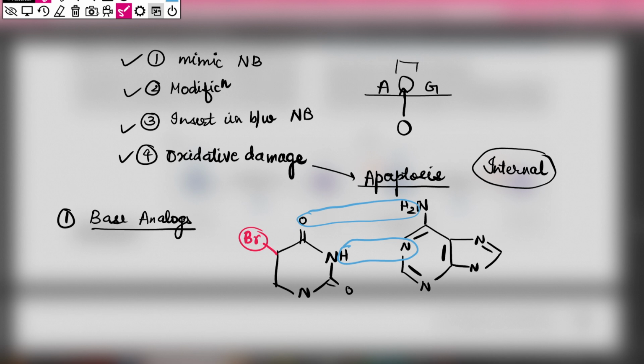So here what is happening is that 5-bromouracil, whatever is present here, is doing bonding with the adenine here. So it is mimicking as if it were also a natural base, and in that condition it can create many problems. So one example is this. Another example of a base analog is 2-aminopurine. So 2-aminopurine is also one such example.